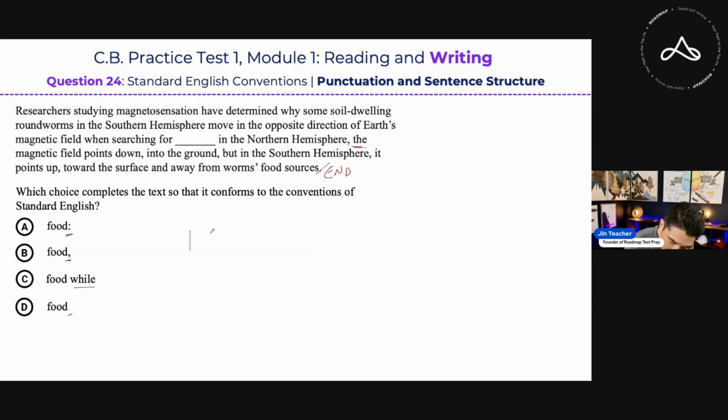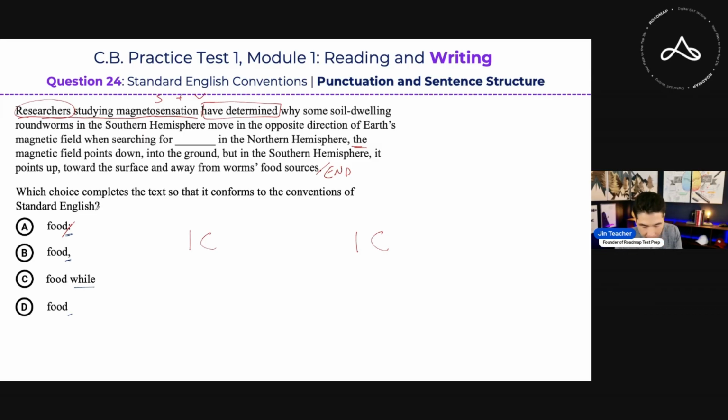What I noticed was we actually have two independent clauses in the sentence. Okay. Let me explain. So the first independent clause, right? The subject is researchers, but researchers studying magnetosensation is my complete subject. Have determined is my verb, right? So we have a subject and a verb, and then we have to have a complete thought. So where does this thought end? Researchers have determined why soil-dwelling roundworms in the southern hemisphere move in the opposite direction of Earth's magnetic field when searching for food. Okay, so it's going to end right here.